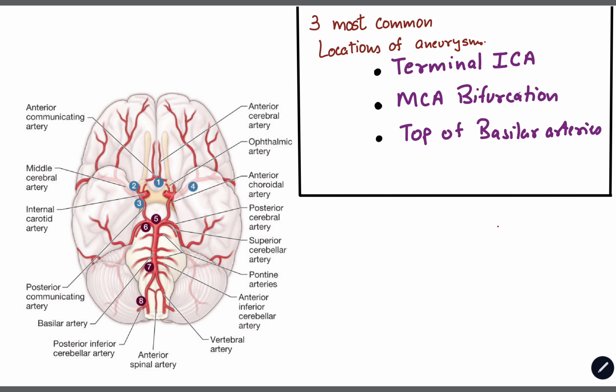It is not that only one aneurysm can be present. Multiple aneurysms can be present in a single individual. And Harrison says approximately 2% of the population harbors an aneurysm, which can be asymptomatic and not problematic.